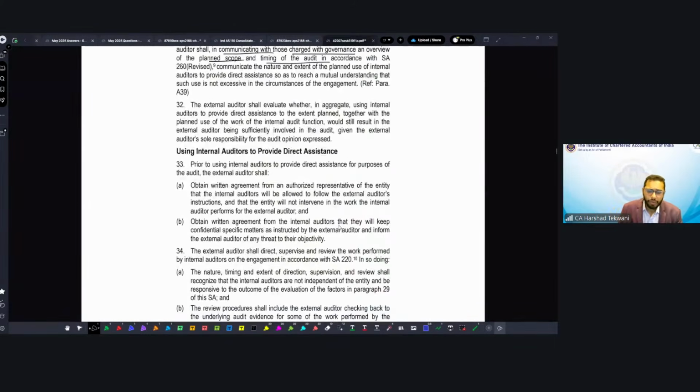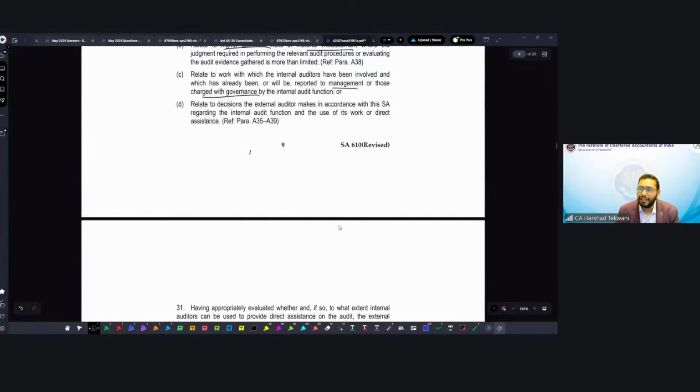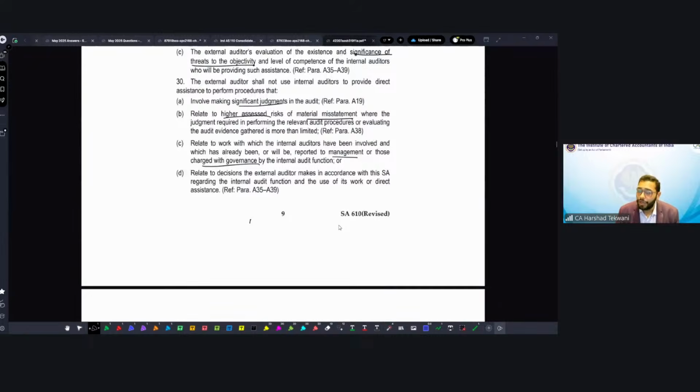Okay, so again, you need to obtain written agreement on the objectivity, not to intervene. All these things will be there. You need to communicate to them the timing, nature, and extent, all those things. So these are the responsibilities of the external auditor when they are required to use the internal audit function for direct assistance.